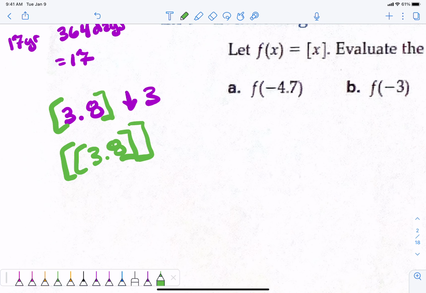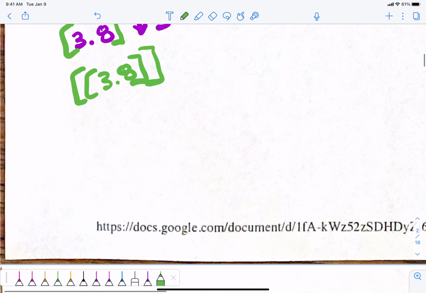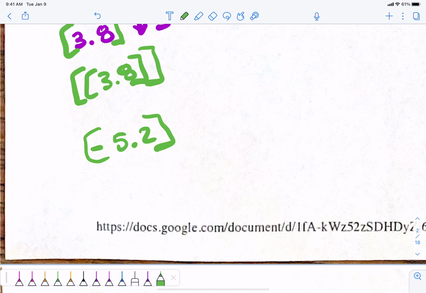All right, here's the tricky part. Let's say they have negative 5.2, and they say, what's the greatest integer of that? You're rounding down, right? What's rounded down from negative 5.2? Negative 6. Does that make sense?